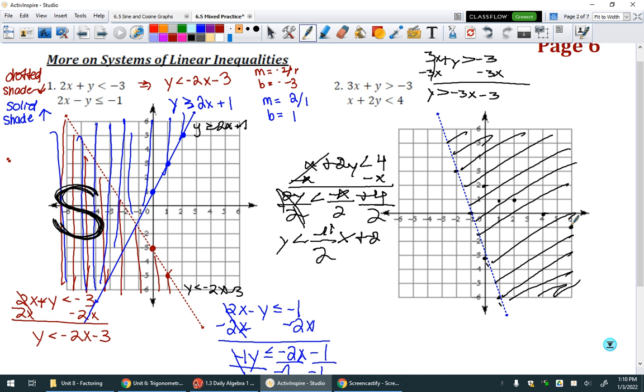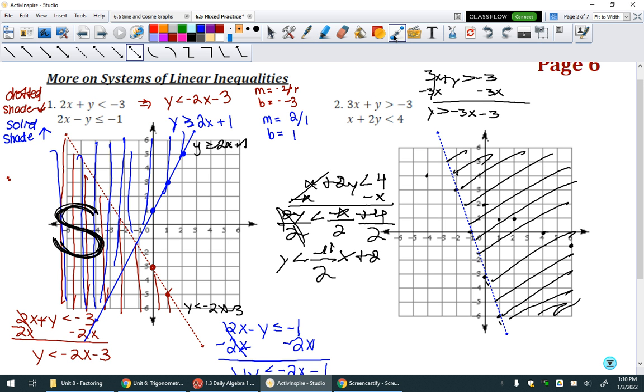Very nice job. With the second equation, I really want to point this out. There is a 1 in front of that x. So when you divide by 2, it doesn't become negative 2x. It becomes negative 1 over 2. Okay, that's important. Harder than it looks, right, Faith? Yes. Okay, so we get y is less than negative 1/2 x plus 2.